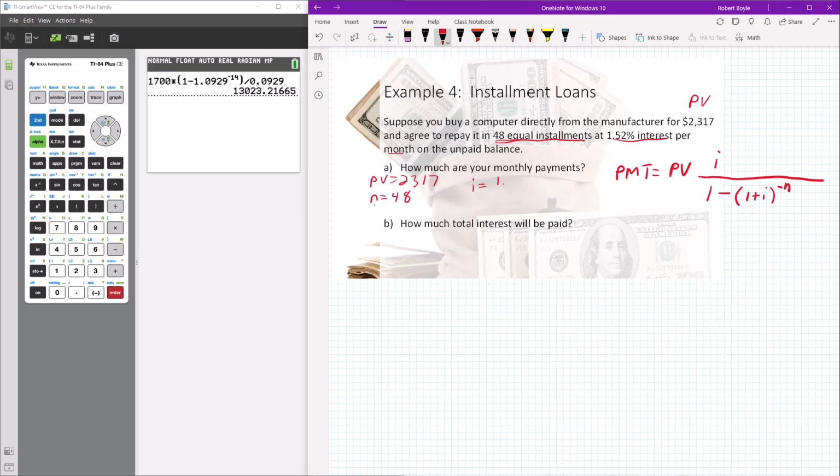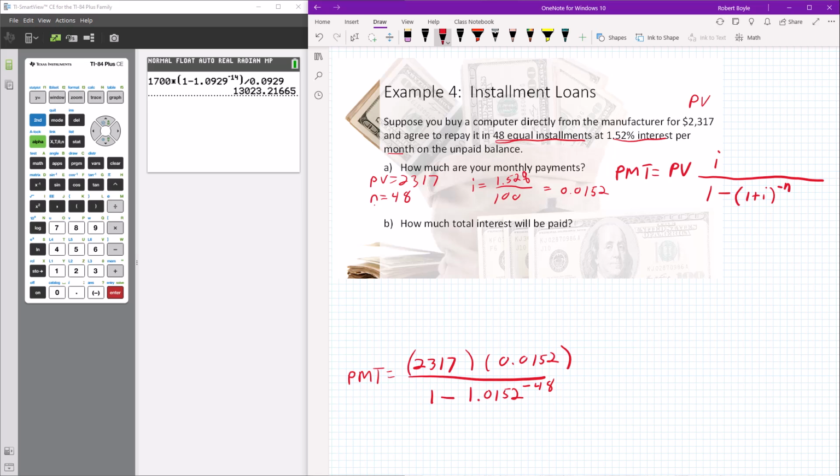i is equal to 1.52%, but we can't work with percentages, so we're going to divide this by 100, and this will give us that i is equal to 0.0152, which is the decimal equivalent. So now we have everything that we need to actually solve the problem. We have PV, we have n, we have i, and we can do our substitutions. So our monthly payment is going to be equal to $2,317 times i, which is 0.0152, divided by 1 minus 1 plus i, which is just 1.0152, raised to the negative n power, which is negative 48. And we just need to compute this with our calculator.